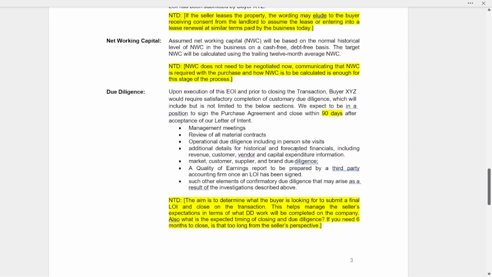Details on the historical financials, really going into the P&L and the GL and understanding key customer or cost or revenue accounts. Doing market, customer, supplier, and brand due diligence, completing a quality of earnings by a third-party accounting firm to substantiate the EBITDA, and then last here, other elements of due diligence that may arise during that process. So they've given you a laundry list of things that you need to complete and help them complete before they can submit an LOI and close a deal.